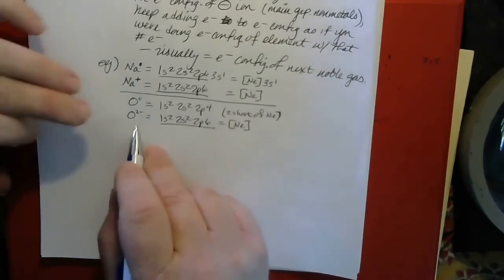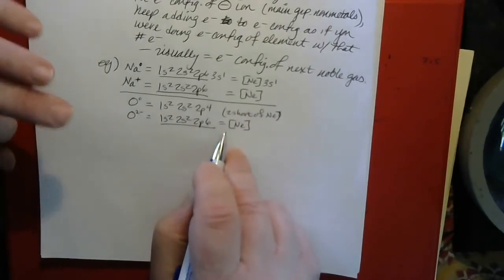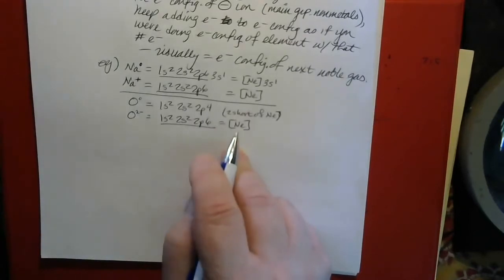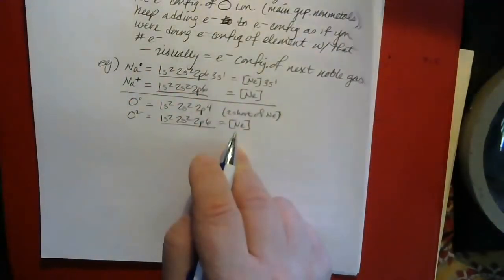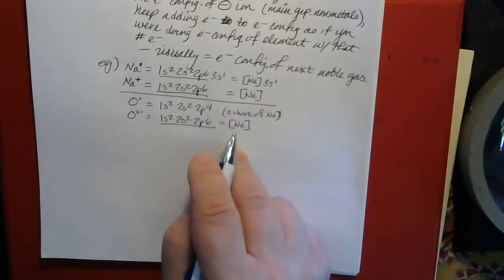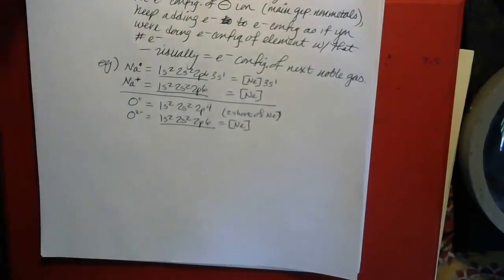Again, it doesn't mean that oxygen becomes neon. It means that it kind of masquerades as neon. It looks like neon from the outside because it has the same number of electrons. But it still has the nucleus of oxygen.